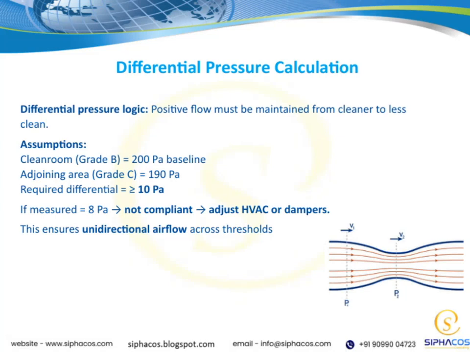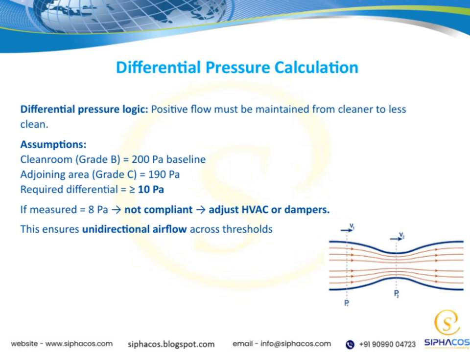Let's take a closer look at differential pressure calculation. The core idea here is that positive flow must always be maintained from the cleaner area to the less clean area. This helps prevent contamination from spreading. We start with some basic assumptions. For a clean room classified as grade B, we set a baseline pressure of 200 pascals. Adjacent to it, an area graded as C has a pressure of 190 pascals. To ensure proper airflow direction, we need a differential of at least 10 pascals.